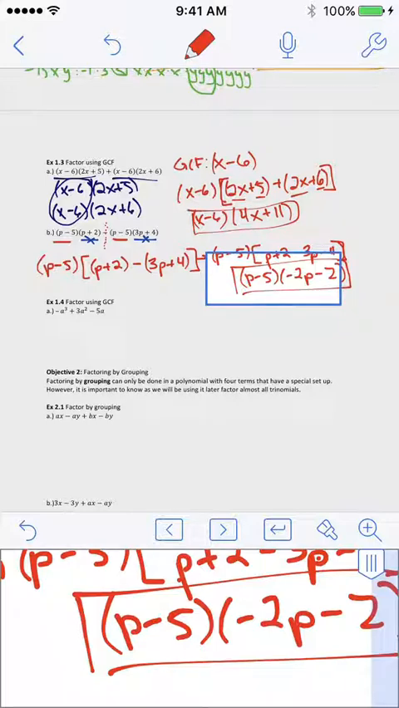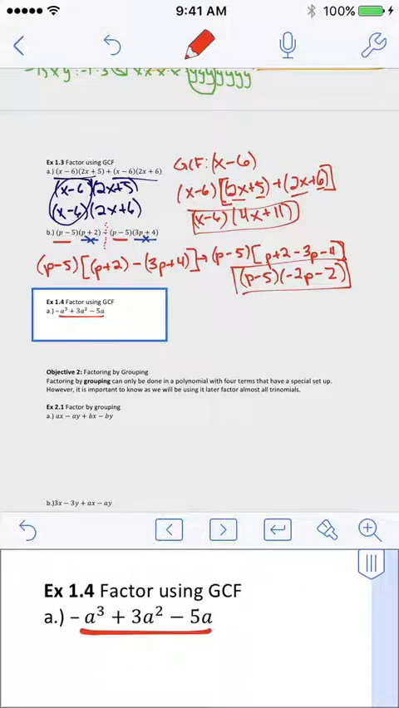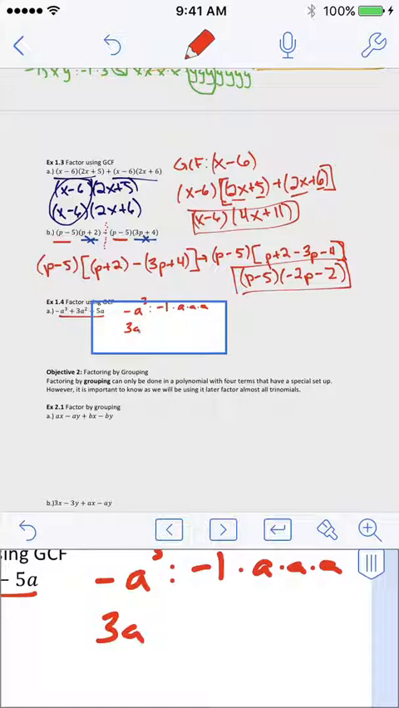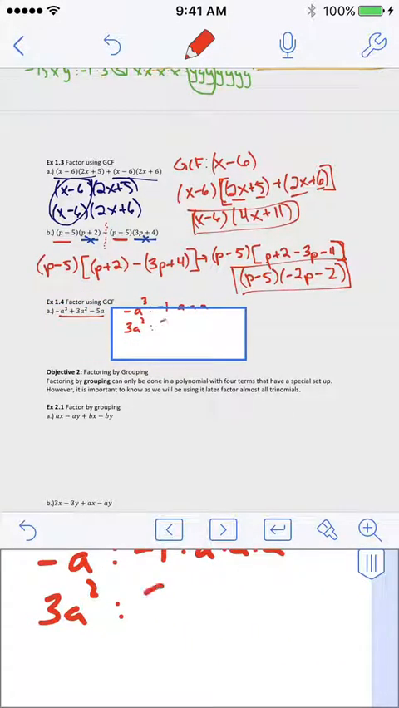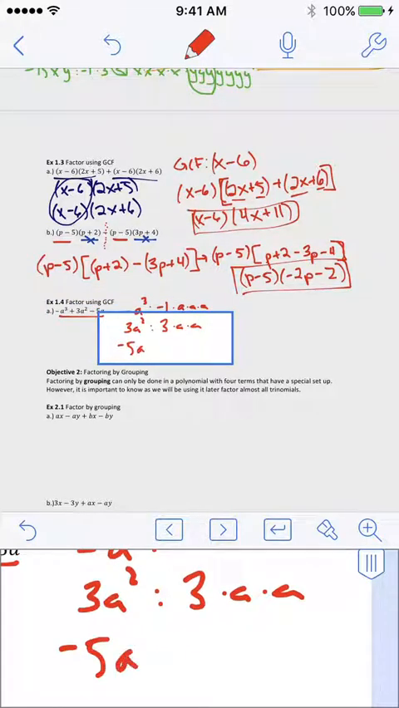There's one other thing you can see in GCF. It's sort of just a helpful hint, or not really a helpful hint, but a helpful step. It's not required by any means necessary, but if you have a trinomial such as this, let's take a look at what they have in common. So we've got negative a cubed, that would be negative 1 times a times a times a, and 3a squared, right? Would be 3 times a times a. And then you've got negative 5a, which would be negative 1 times 5 times a.